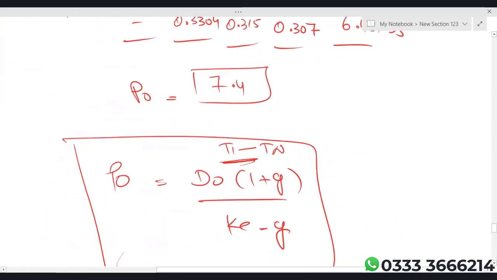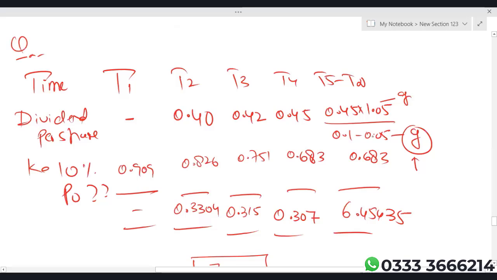So whenever, please, you should know this thing. Whenever you want to use this formula till infinity from, let's say, T5 till T infinity, you have to use the discount factor of the previous year.